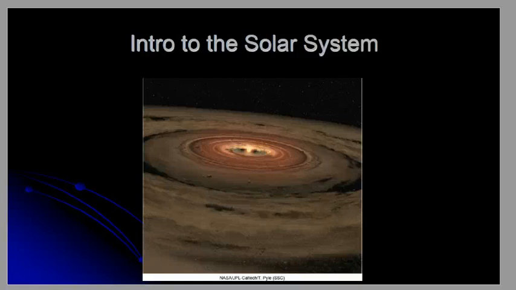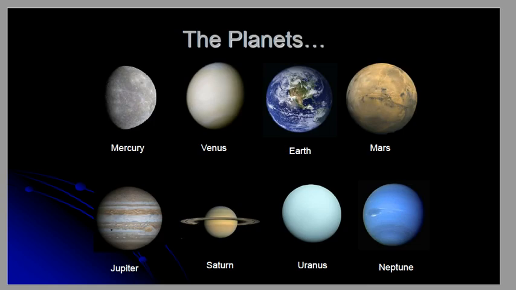Welcome to the Intro to the Solar System. Today we're going to be looking at the planets, the moons, and other objects in our solar system, how our solar system formed, and how solar systems outside of ours around other stars have formed and how we've detected them. To begin, let's just look at the planets.